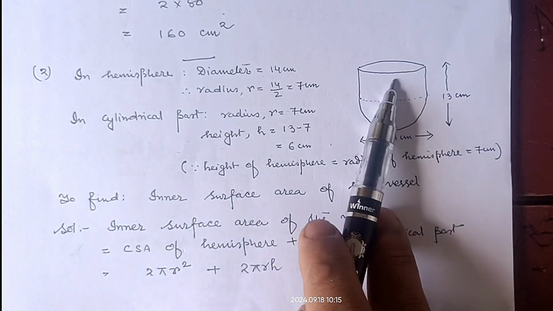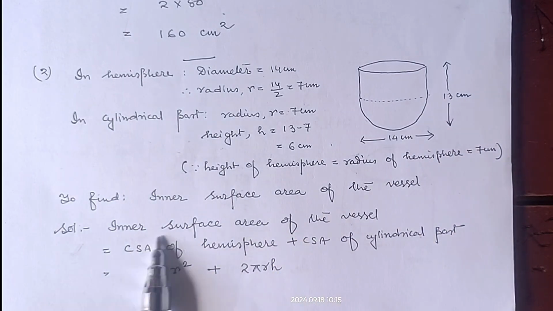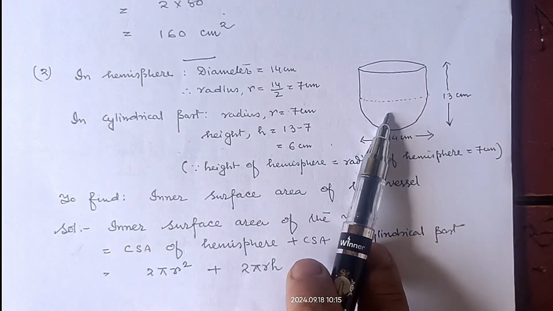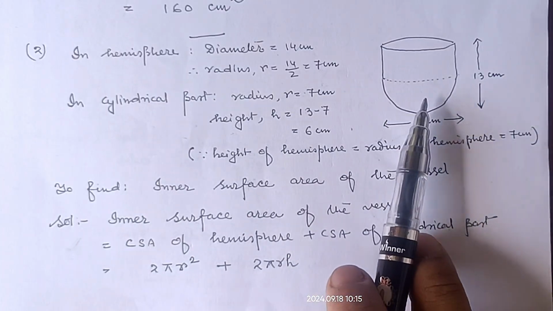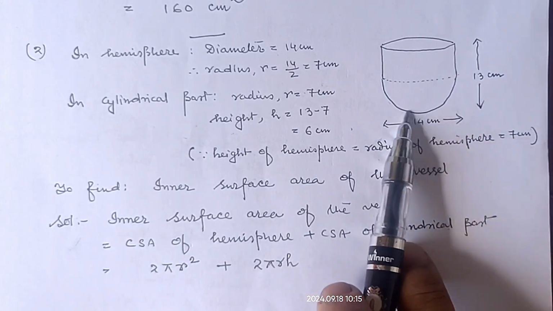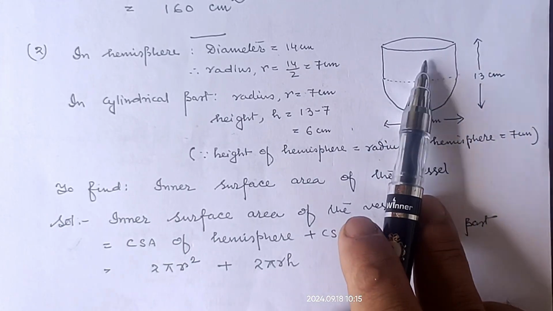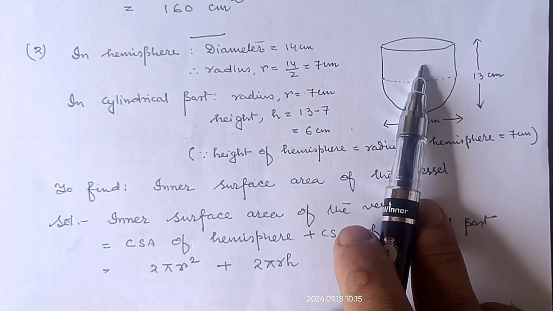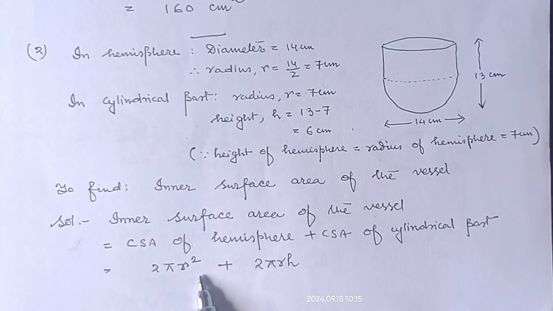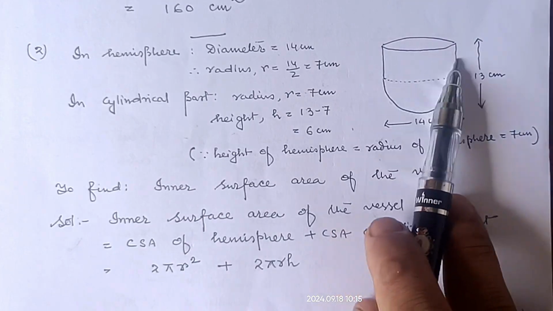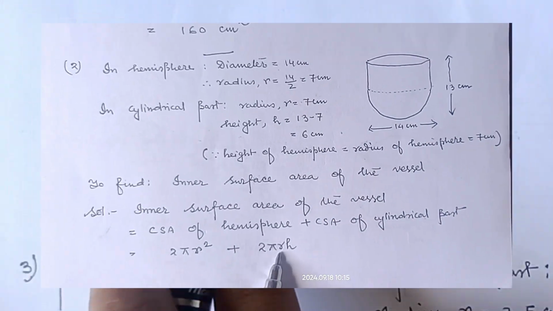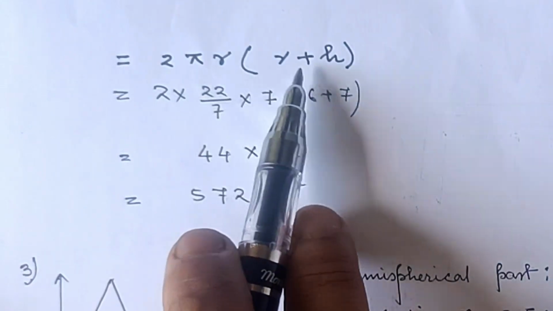Now we have to find the inner surface area of the vessel. For the inner surface area of the vessel, we have two parts. One is the cylindrical part, another is the hemispherical part. To find the inner surface area of the vessel, we have to first calculate the curved surface area of the hemisphere and the curved surface area of the cylindrical part. We know the curved surface area of hemisphere is 2 pi r square and curved surface area of the cylinder is 2 pi rh. From these two we can take 2 pi r common. 2 pi r common, we are left with r plus h.